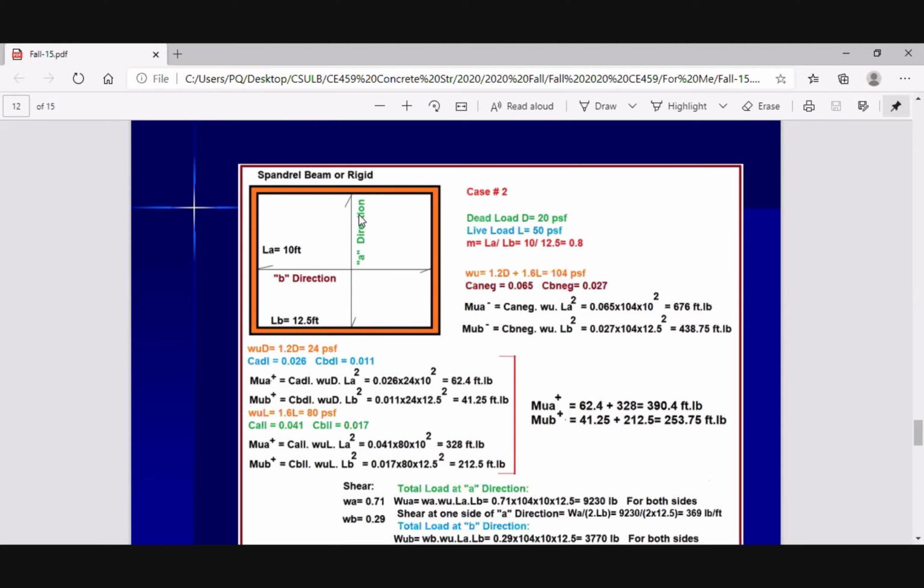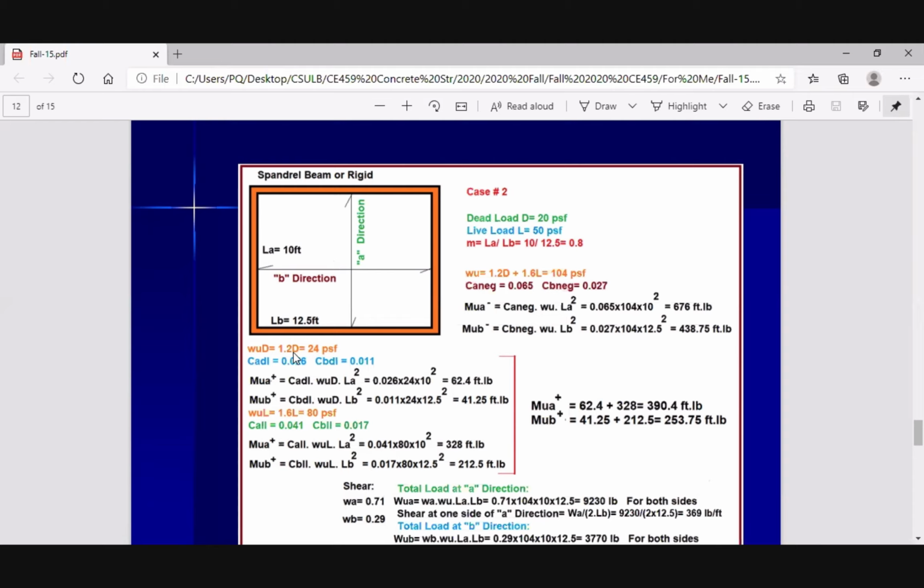Transferring the minimum transferring actually, load will pick the minimum transferring length. So this case, most of the load will go that way, and you can see that. Yeah. So that's the moment that we have. Then go after positive moment. For positive moment, for A direction and B direction.